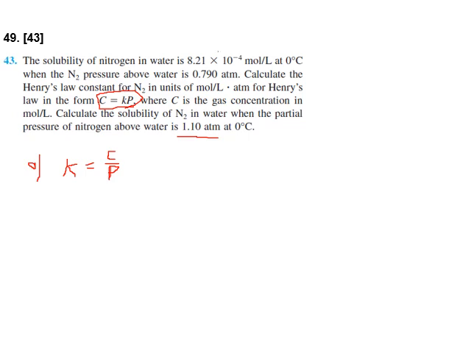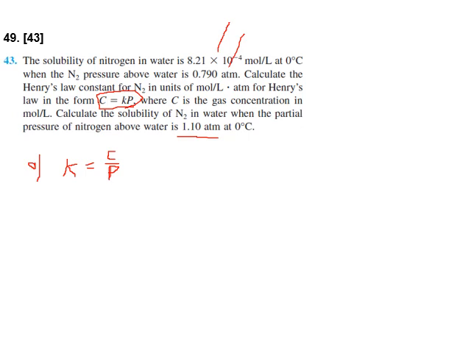So here's your concentration in moles per liter, and here's your pressure. So we divide the 8.21 E minus 4 by 0.79 to get the K, and that is the answer to part 1. We just are supposed to find what K is. So when you're doing these kinds of problems, be sure your units line up correctly.